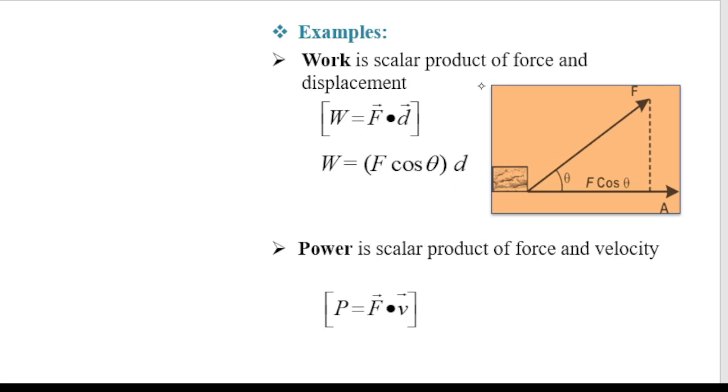Examples. Work is a scalar product of force and displacement. Here F cos phi is a component of force F and d is a displacement. Power is a scalar product of force and velocity. P is equal to F dot V.